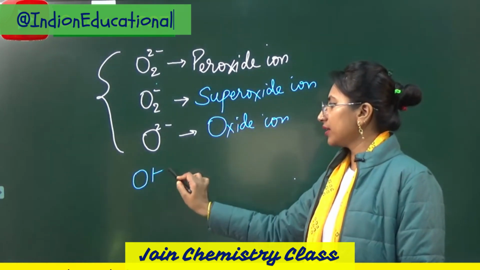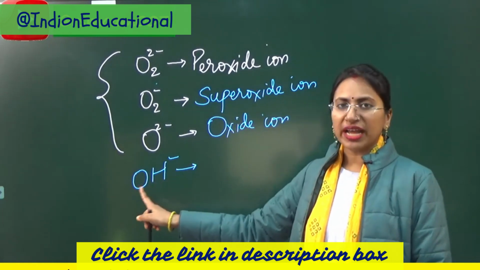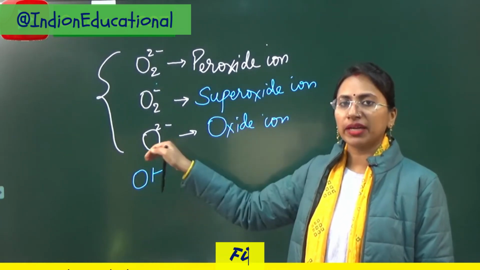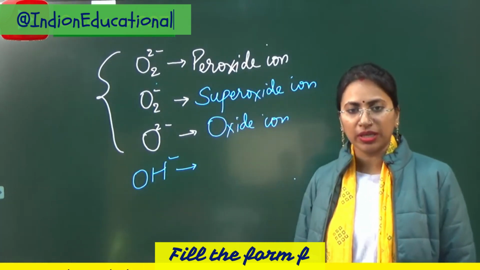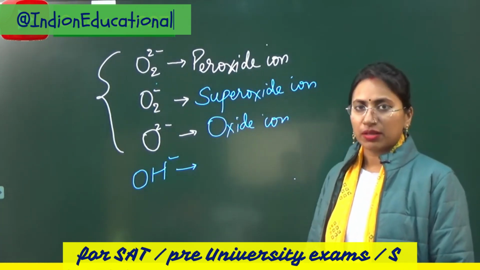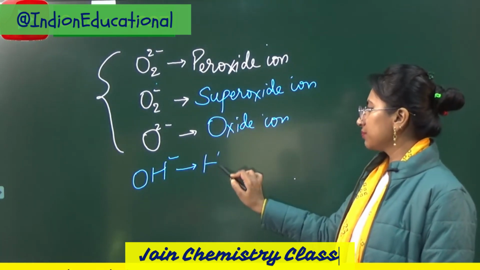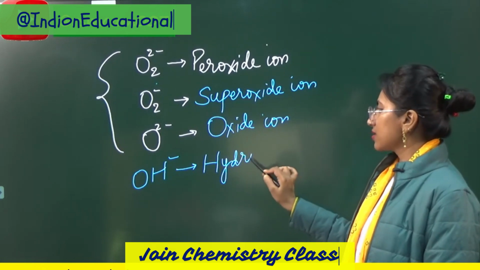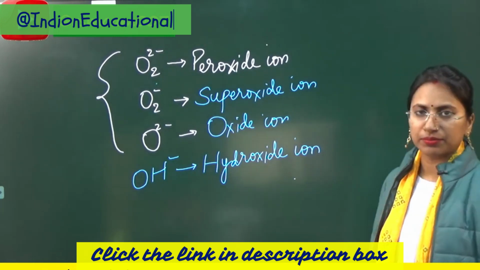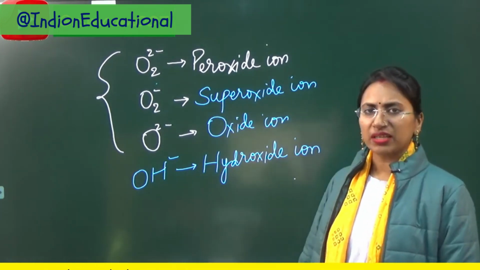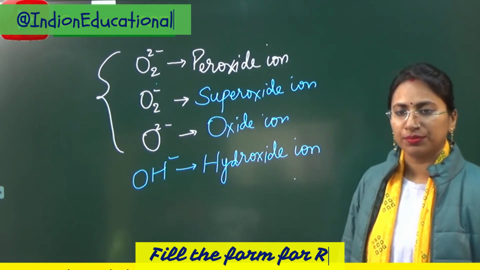OH minus ion, this radical will also be used. Now a group of different atoms is there and they have gained a single electron. So these can be termed as negative radicals, and its name is hydroxide ion. It is commonly used, like in case of NaOH, we term it as sodium hydroxide.